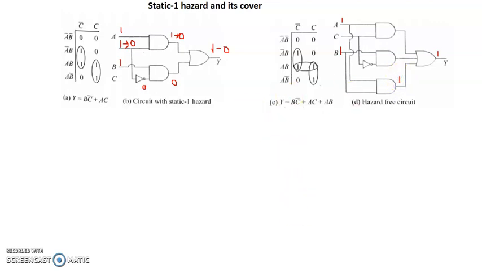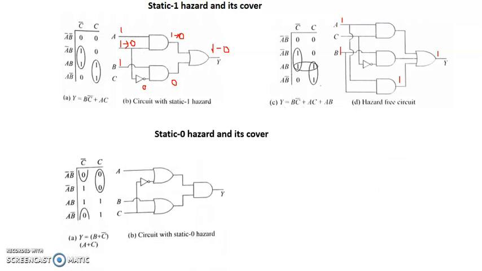Next we discuss the static 0 hazard and how to cover it. In order to discuss the static 0 hazard, I'll be considering the same example. Instead of grouping ones for sum of product terms, I'm now going to do it for product of sum terms, that is the max terms. So I'll be grouping these zeros. When I group these zeros, this is the only option, right?